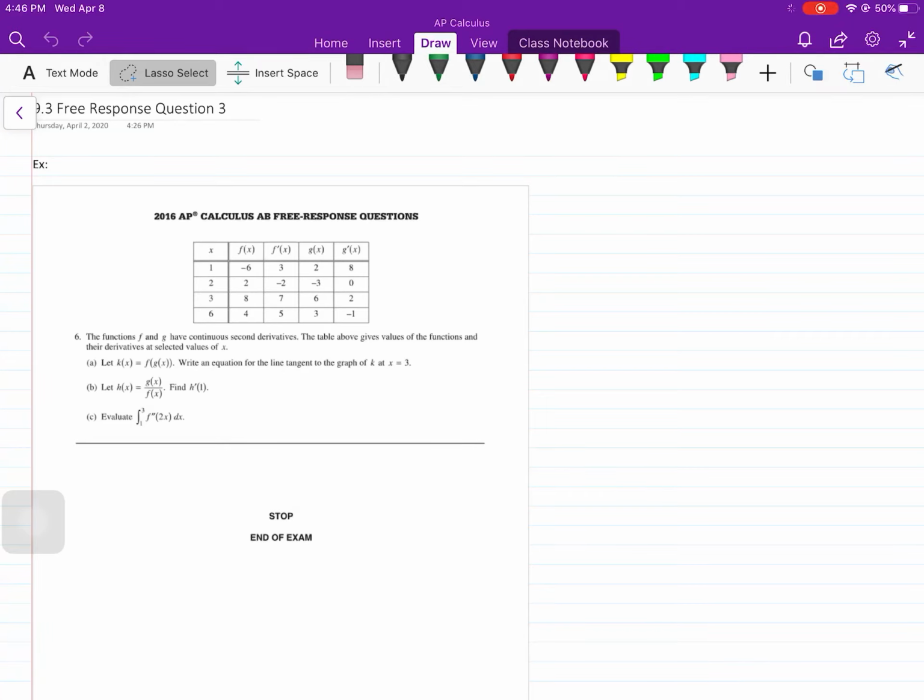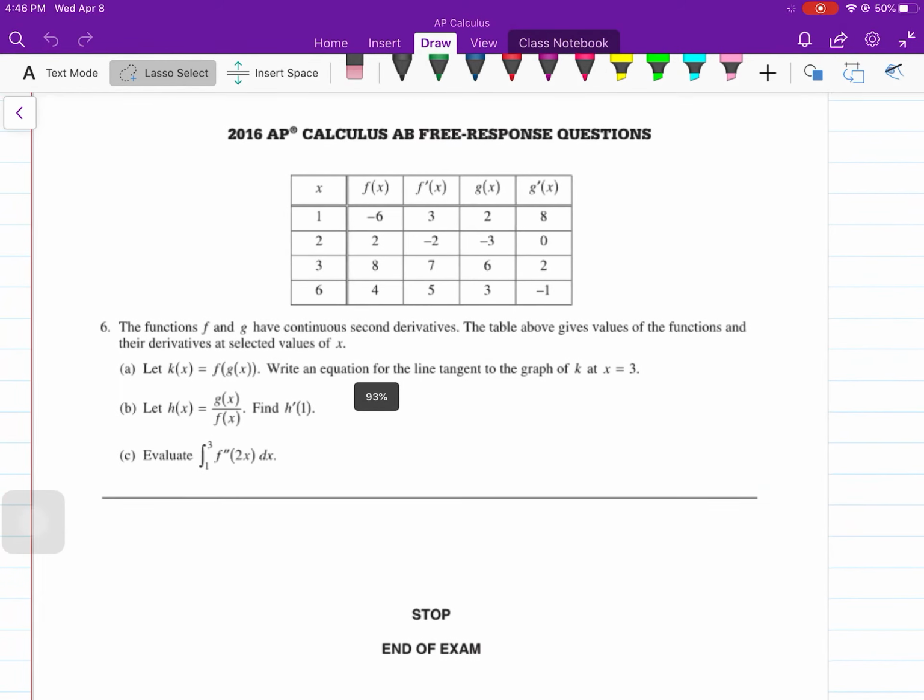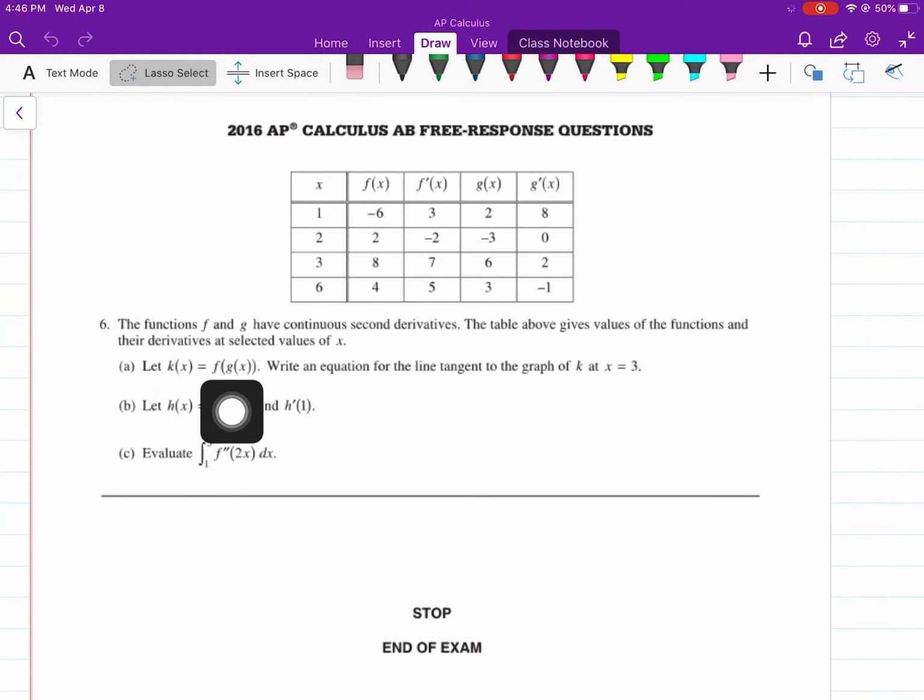Honestly, this is probably my favorite problem that we see in the free response. I find these a lot of fun. You're just running through some of the derivatives and integral rules and that kind of stuff, putting it all together. So let's just take a look at the table. Really cool table. So let k of x equal f of g of x.